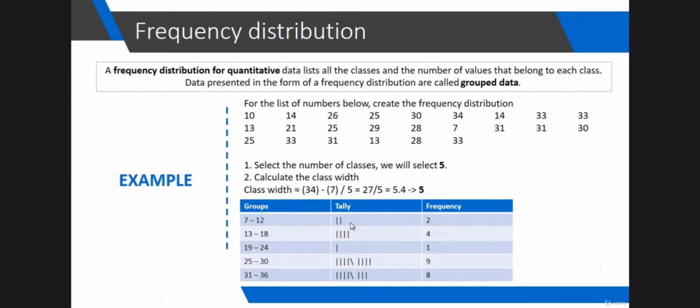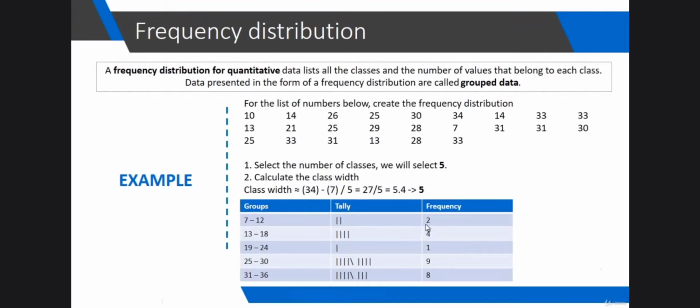The next column is called tally. We put a mark for each value that belongs to that category. So the first value 10 belongs to the 7 to 12 category. So we put a mark here. The next value 14 belongs to the 13 to 18 category. So we put a line here. And we continue to do so till we get to the last value, which is 33, which belongs to the 31 to 36 category. You can also notice that I have put a slanting fifth line. Having this slant line helps in counting.